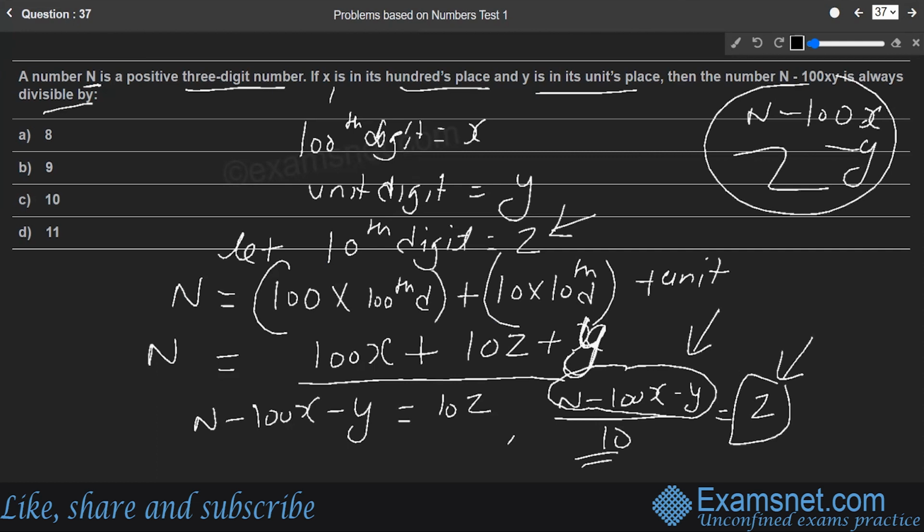Why can we say that z is a single digit? Because we assumed the tens digit to be z only. So it can always be a whole number, it cannot be a fractional number. And when dividing something you get a complete whole number, the number is completely divisible. So this numerator is completely divisible by 10. The right answer is that the number N minus 100x minus y is always divisible by 10, option number C.